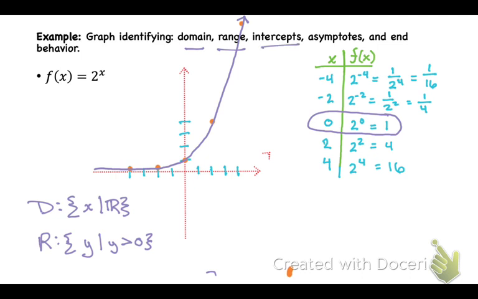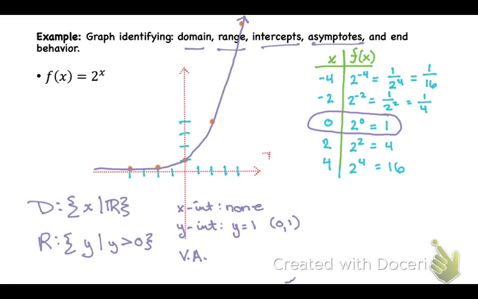Intercepts. Well, x-intercept is what we usually talk about. Is there an x-intercept? No. Is there a y-intercept? Yeah. What is it? 1. Y equals 1, or you could put 0, 1. And that is because anything to the 0 power is 1.